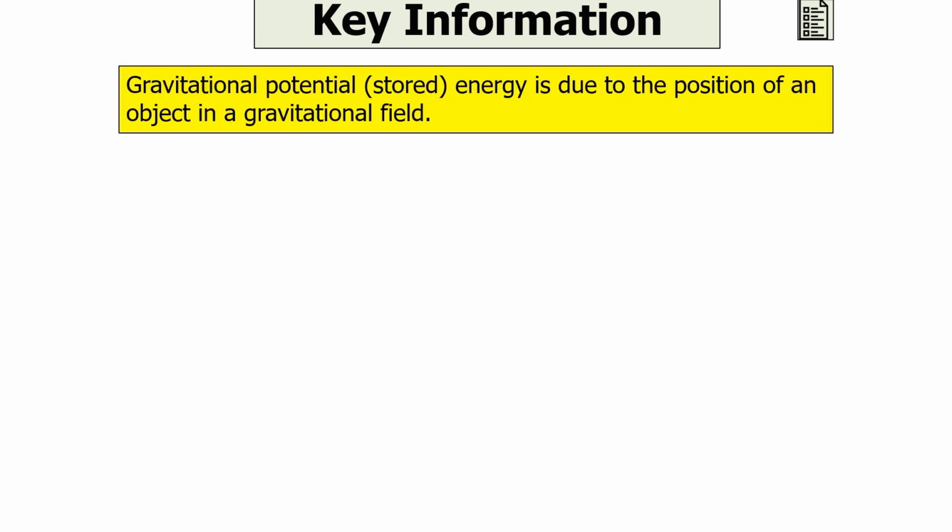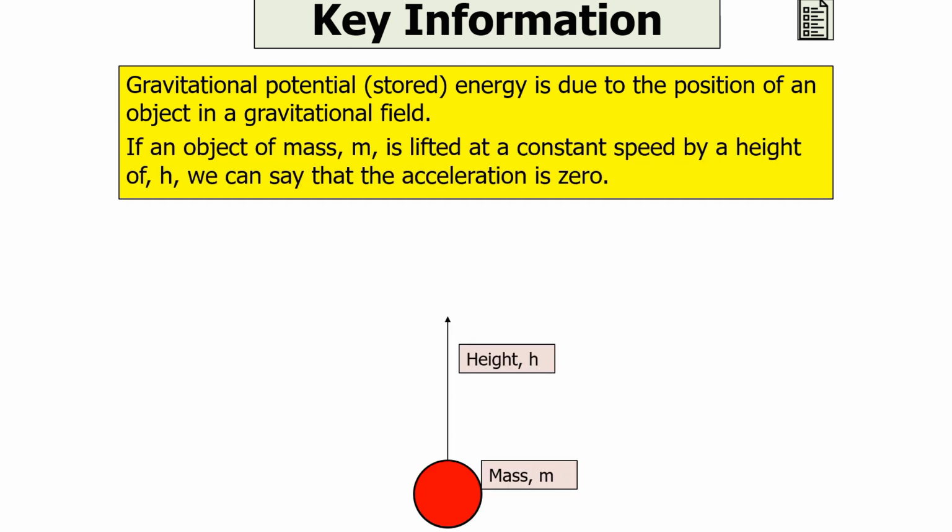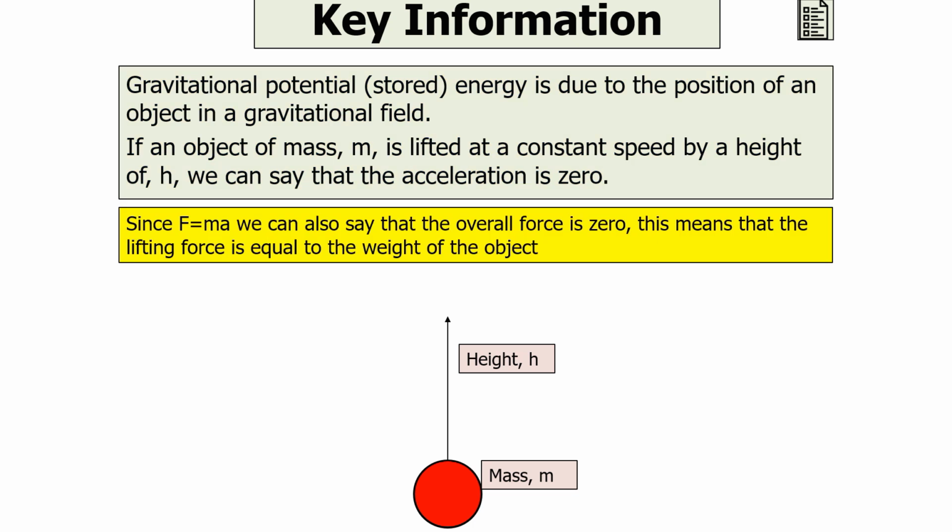Now, gravitational potential energy is due to the position of an object in a gravitational field. If an object of mass m is lifted at a constant speed by a height of h, we can say that its acceleration is 0. Now we know that F equals ma, so we can also say the overall resultant force is 0, which means that the lifting force on our object is equal to the weight of our object.